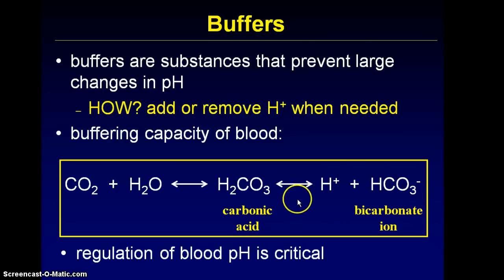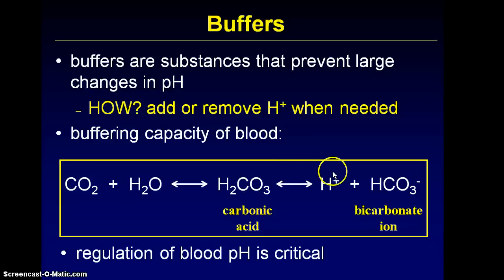With this system, if the hydrogen ion concentration starts to increase, meaning there's a high hydrogen ion concentration and the pH is moving towards an acidic pH, then the bicarbonate ion can combine with the hydrogen ion, take it out of solution so it's no longer a free hydrogen ion, and form carbonic acid, thus buffering that hydrogen out of solution.